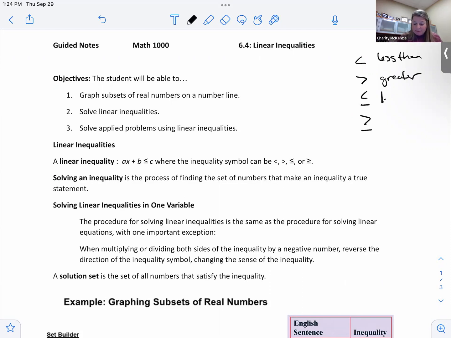Less than or equal to, or equal, and this is greater. I have to put an equal sign there because I don't have room. All right, so you're less than or equal to, greater than or equal to.